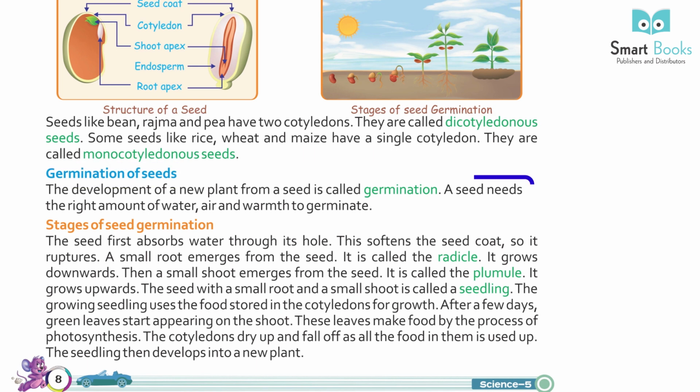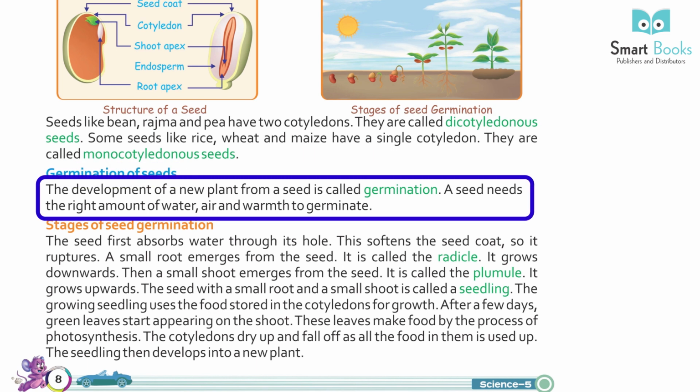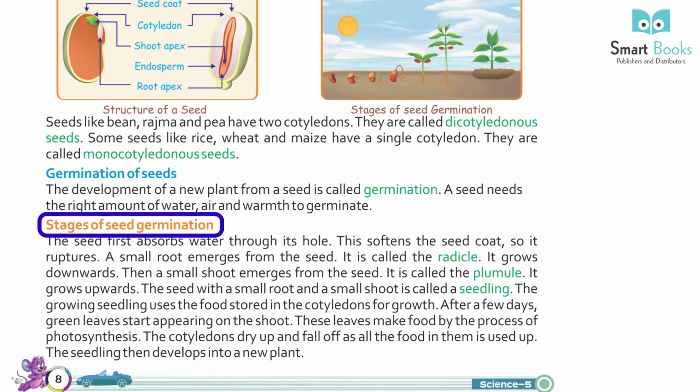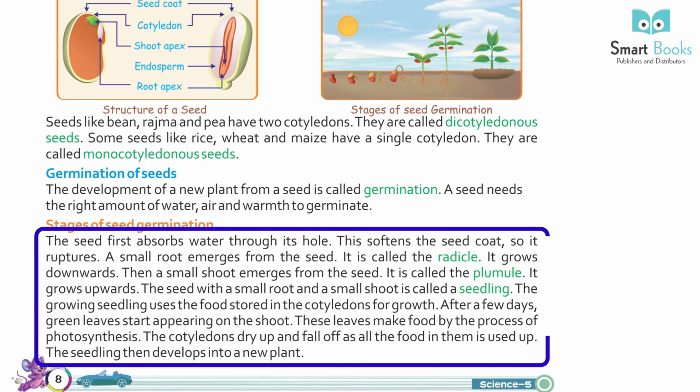Germination of seed. The development of a new plant from a seed is called germination. A seed needs the right amount of water, air and warmth to germinate. Stages of seed germination. The seed first absorbs water through its hole. This softens the seed coat, so it ruptures. A small root emerges from the seed. It is called the radicle. It grows downwards, then a small shoot emerges from the seed. It is called the plumule. It grows upwards. The seed with a small root and a small shoot is called a seedling.